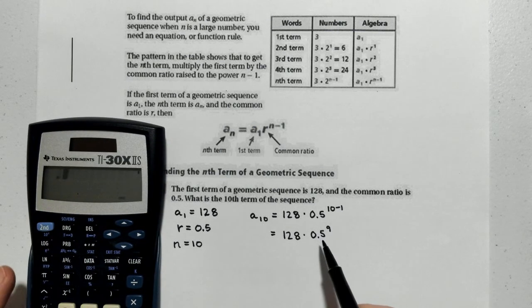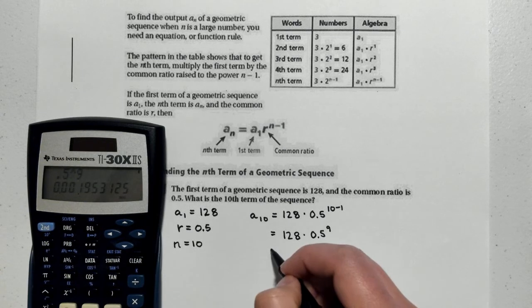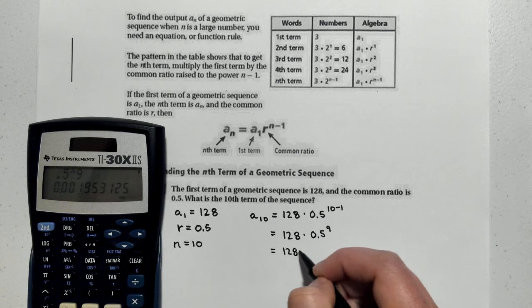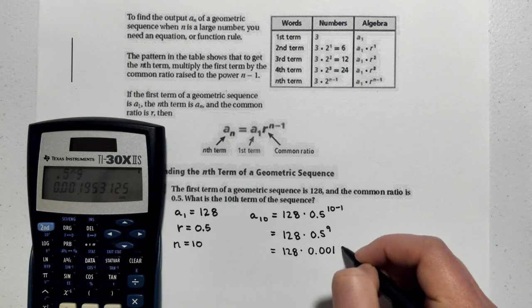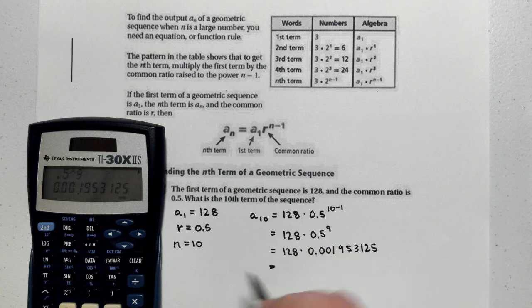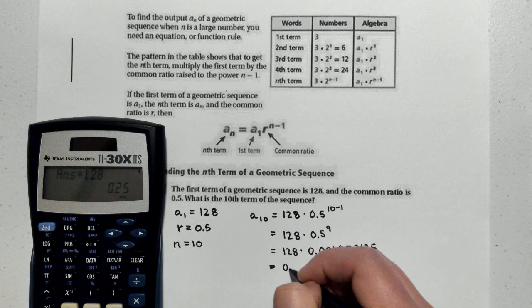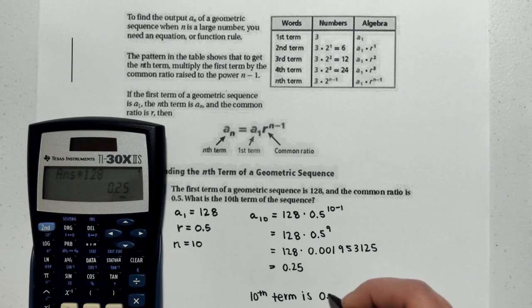So we're going to get 0.5, and then we're going to raise that to the 9th power. So you're going to get this very long number, 0.001953125. And then we're going to take that and multiply it by 128. So we get 0.25. So that means the 10th term is the number 0.25.